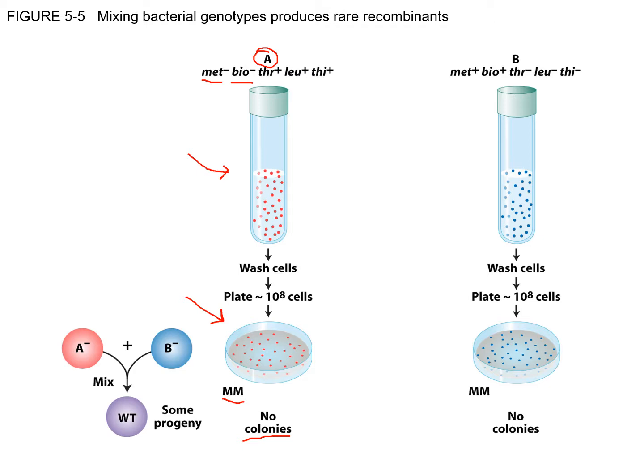And so if we do the same experiment with strain B over here, we grow them into a broth media. So we grow a whole bunch of these cells. We wash them, and then we plate them again on this minimal media. So we're not supplementing THR, LEU, or THI. We end up with no colonies once again.